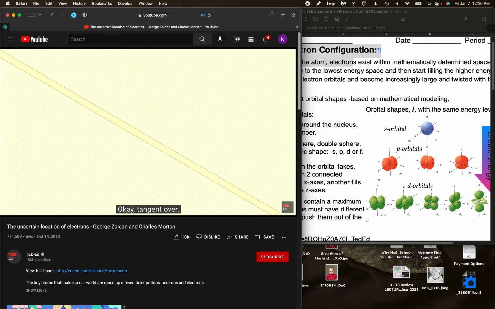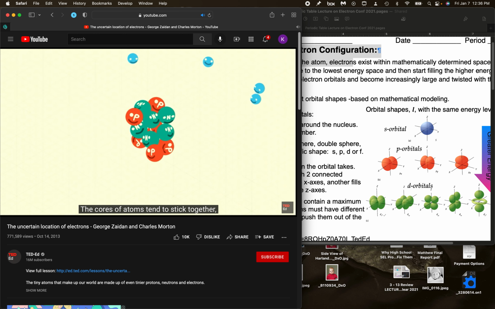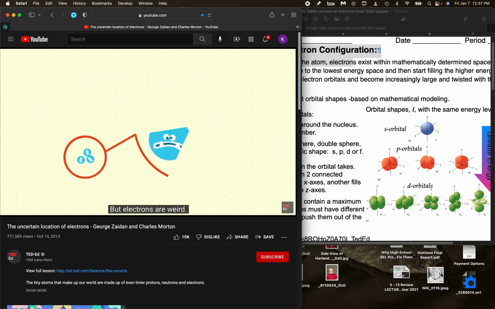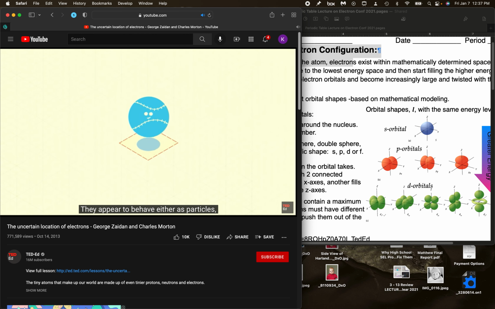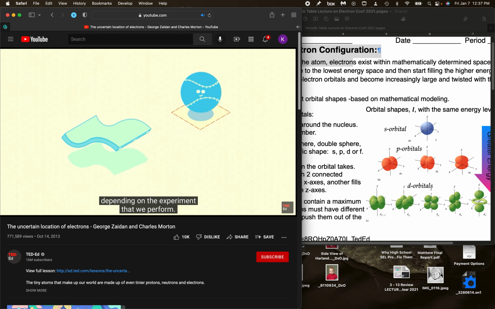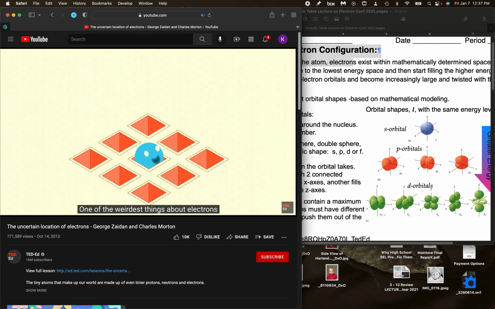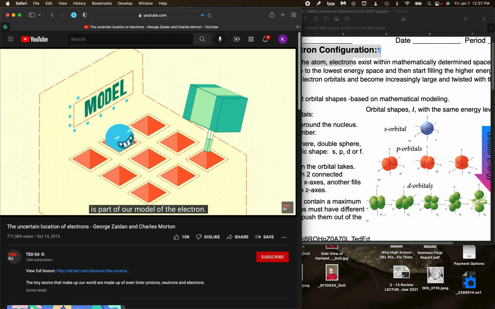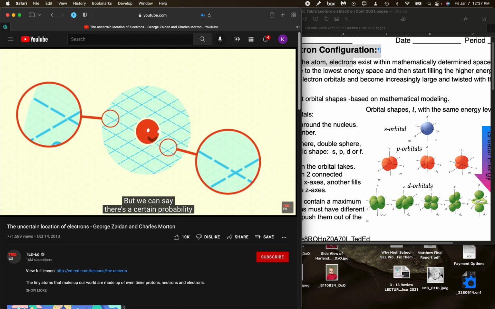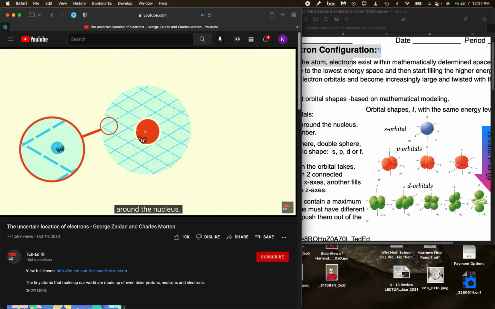Okay, tangent over. The cores of atoms tend to stick together, but electrons are free to move. And this is why chemists love electrons. If we could marry them, we probably would. But electrons are weird. They appear to behave either as particles, like little baseballs, or as waves, like water waves, depending on the experiment that we perform. One of the weirdest things about electrons is that we can't exactly say where they are. It's not that we don't have the equipment, it's that this uncertainty is part of our model of the electron. So we can't pinpoint them. Fine. But we can say there's a certain probability of finding an electron in a given space around the nucleus.